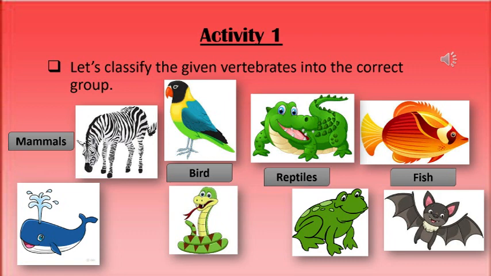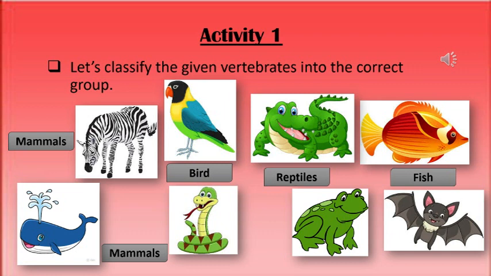What is in the next picture? A whale shark, right? What do you think? Which group does the whale shark belong to? Is it a fish or a mammal? The whale shark belongs to the mammal group. Do you know why? Because the whale shark gives birth to the young one and feeds the young one. So the whale shark is known as a mammal.